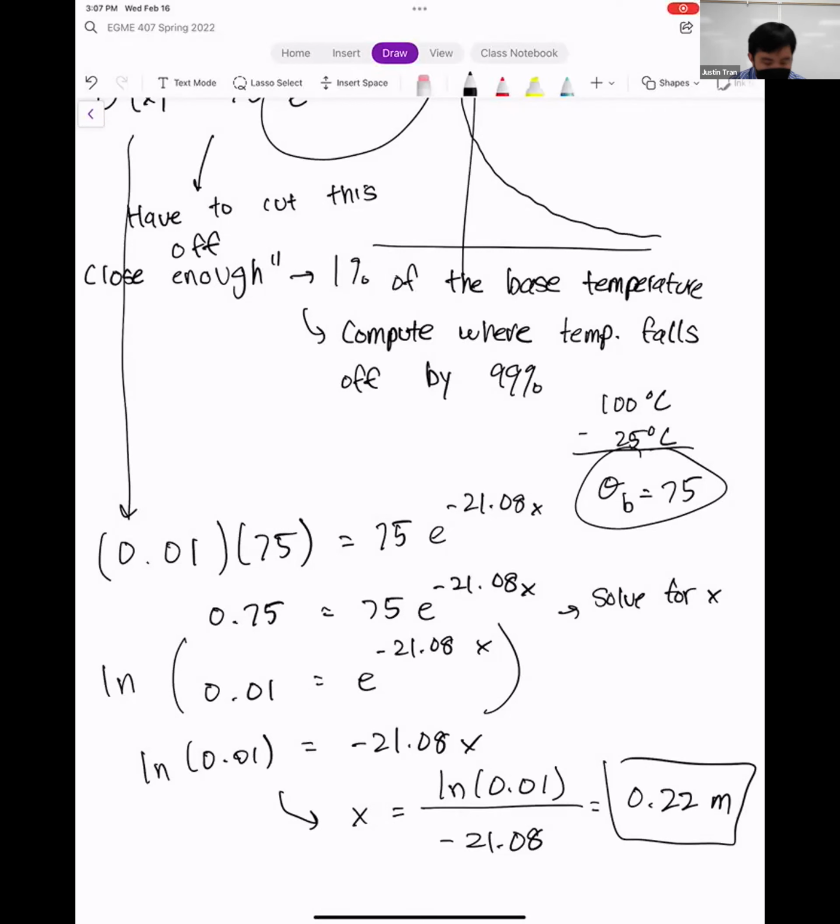Exactly, yeah. And so if we have a fin that's 0.22 meters, then at the very tip, the temperature is going to be around 25.75 degrees C.